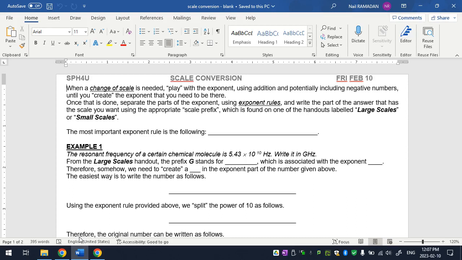Okay. All right. So when a change of scale is needed, everyone, I'm going to show you what probably will be a really good way, especially to do it with mental math. I always like to play with the exponent. Play with the exponent using addition and potentially including negative numbers if you have small values until you create the exponent that you need.